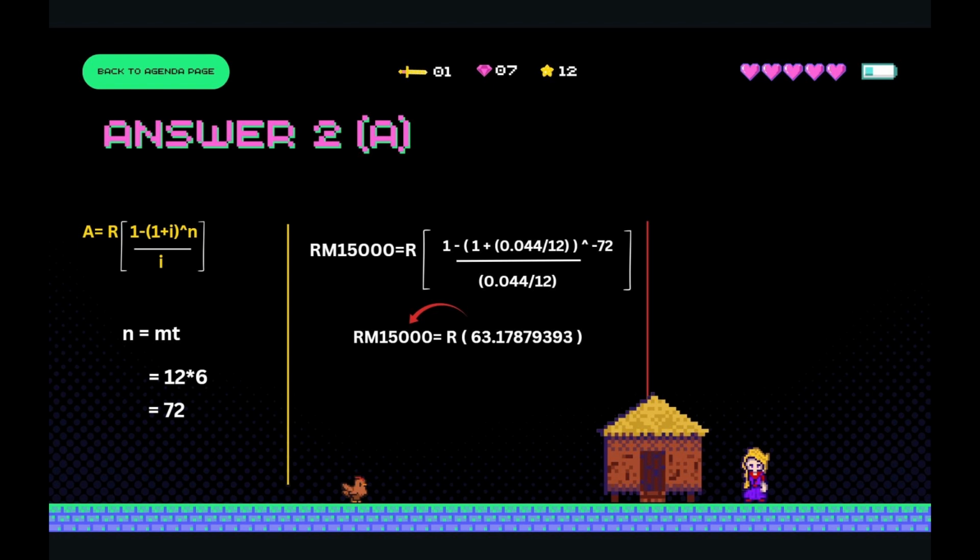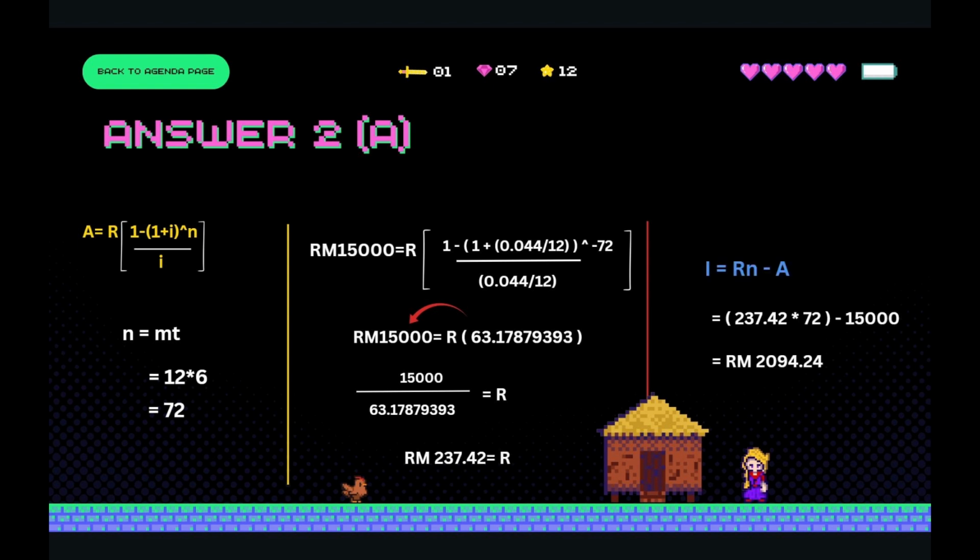After we got the answer, it should be 15,000 ringgit equals to R, open bracket, 63.17879393 close bracket. We need to move the answer from the right side to the left side so we can divide it together. And after we solve the equation, we will get 237 ringgit and 42 cents for R. R stands for the monthly payment, so Danish needs to pay 237 ringgit 42 cents.